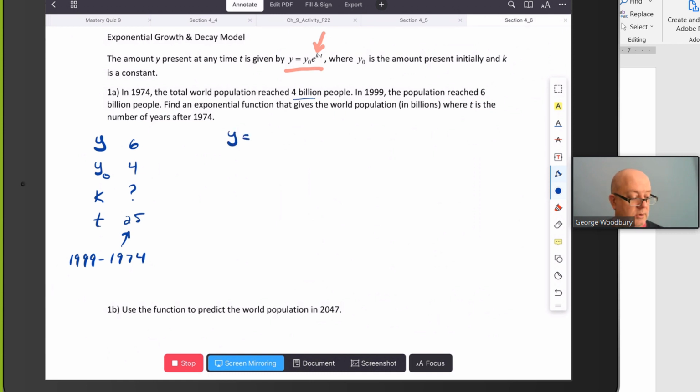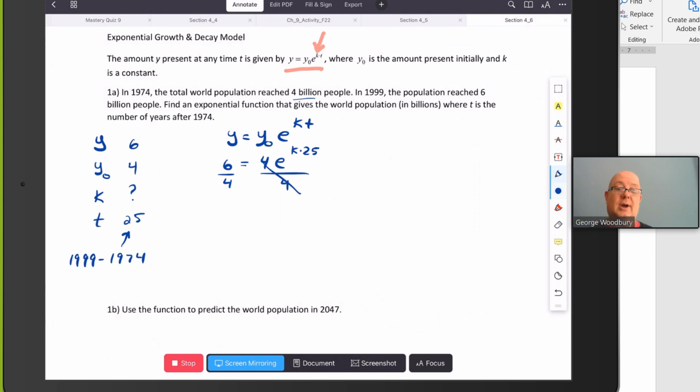So y equals y sub 0 e to the kt power. 6 equals 4 e to the k times 25 power. Putting in 25 for the number of years, 6 for the new population, and 4 for the original. Now we need to solve for k, and we begin by dividing both sides of the equation by 4. Fortunately, 6 divided by 4 is a decimal we know, 1.5.